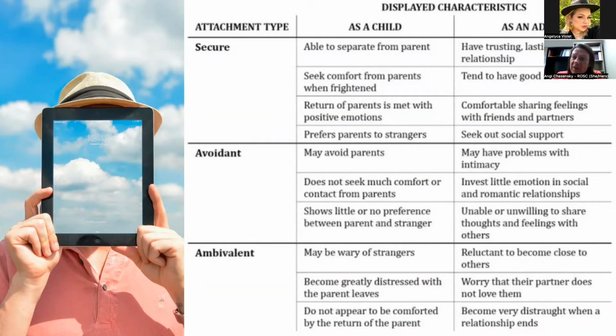Now, if you have this type of attachment style as a child, as you develop into an adult, you will be more likely to be reluctant to become close to others, worry that your partner does not truly love you, and become very distraught when a relationship ends.